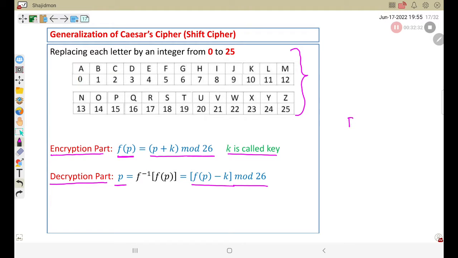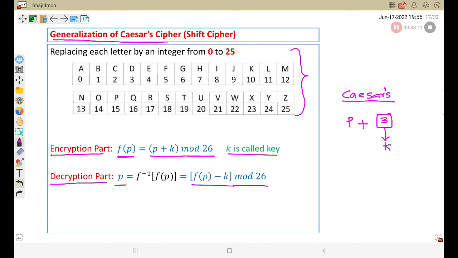So what is the difference? In Caesar cipher the key number is 3, it is fixed. Here the key number is not fixed. We can give other integer numbers also, so p plus k mod 26. That is why it is called generalized Caesar cipher or shift cipher. The key number is the shift number: p plus 4, p plus 5, p plus 6.